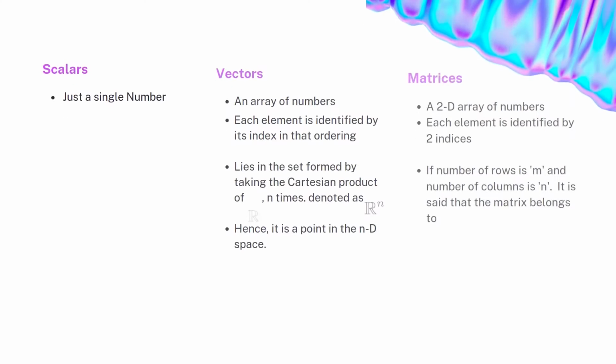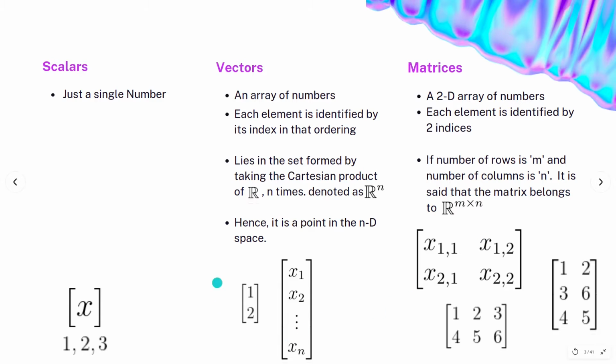So what is a scalar? Scalar is just a single number. For example, 1, 2 as shown in the video is a vector. So how many numbers are there? 1 and 2, there are two numbers, and therefore this vector is called a two-dimensional vector, and the first index is 1 and the second index is 2.